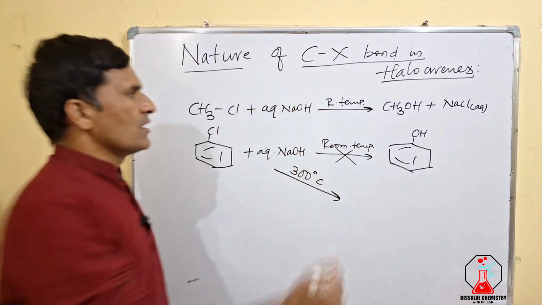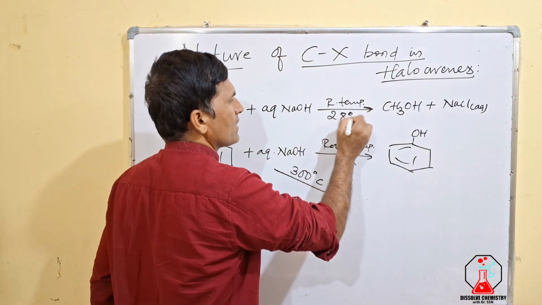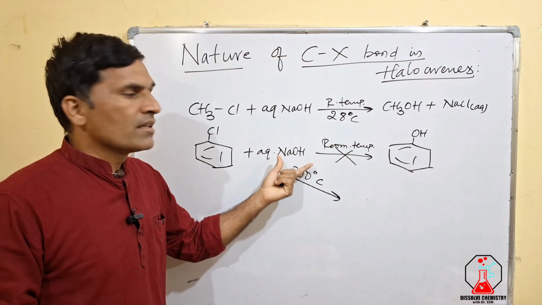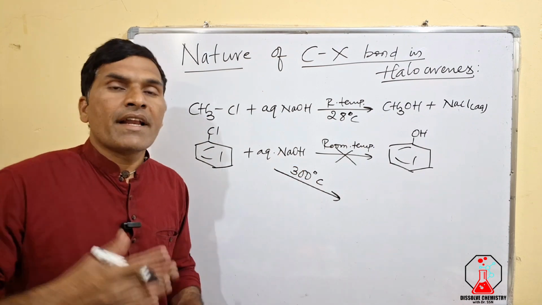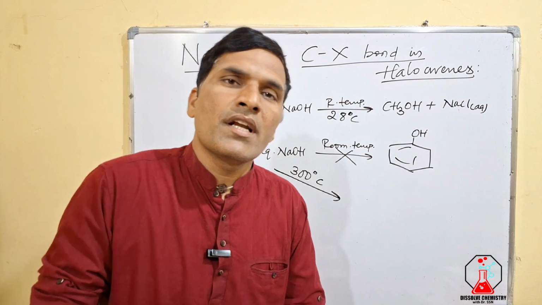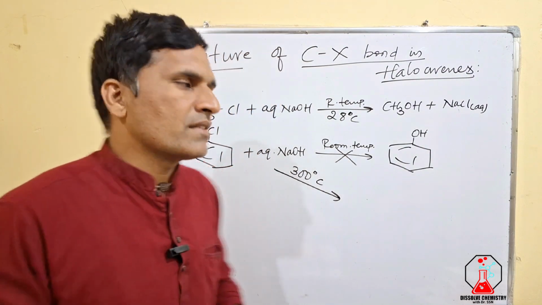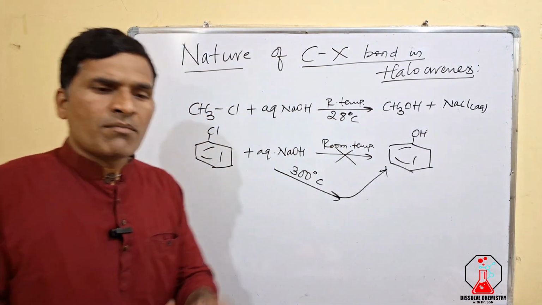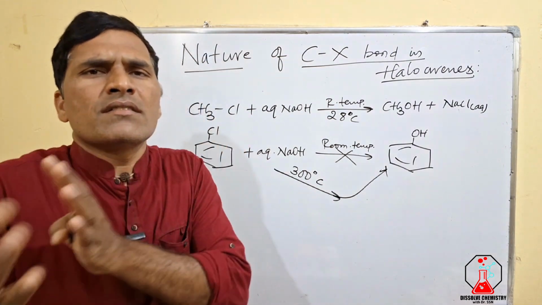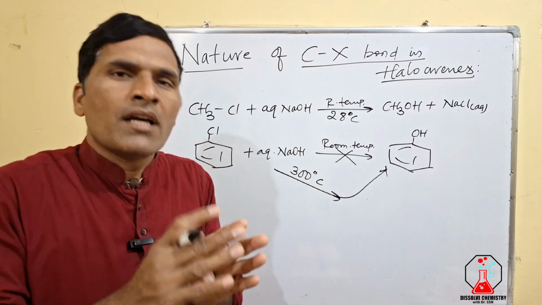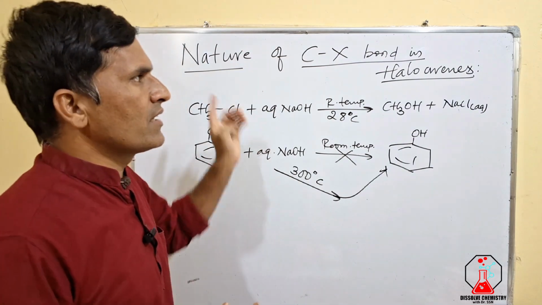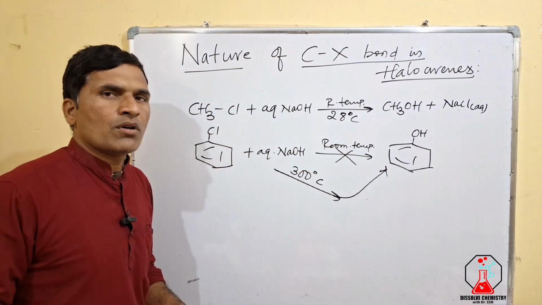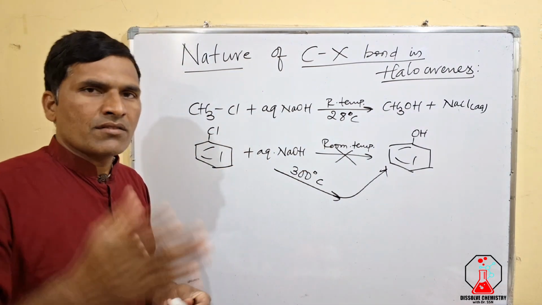Why this difference? One reaction occurs at 28 degrees Celsius, or room temperature, but the other reaction requires a drastic condition, heating around 300 degrees Celsius, to give phenol. Then there must be something different in the nature of the C-X bond when compared to haloalkanes. Because of that reason, we are discussing it separately. So let us look into this. What is the nature of this C-X bond in haloarenes?